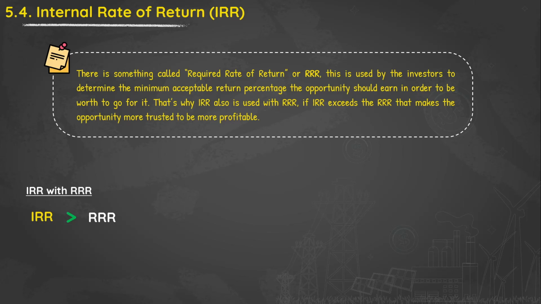So if the investor says we cannot accept less than 10% RRR, or required rate of return, and after the calculation of IRR you find it's 12% or something, meaning that it's a good thing. You can go for this project.